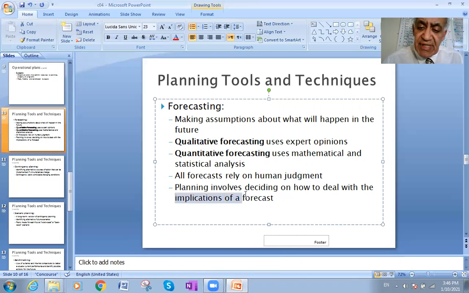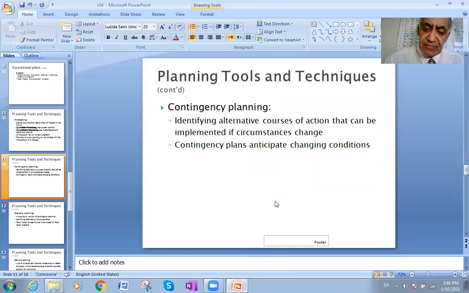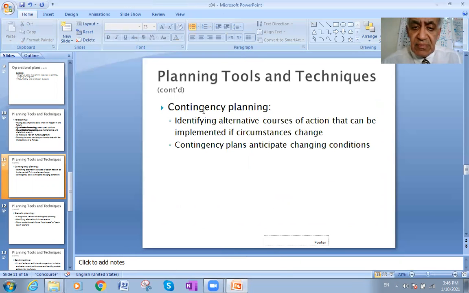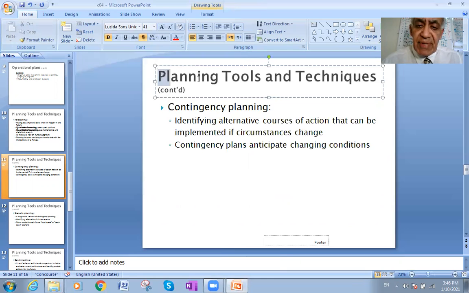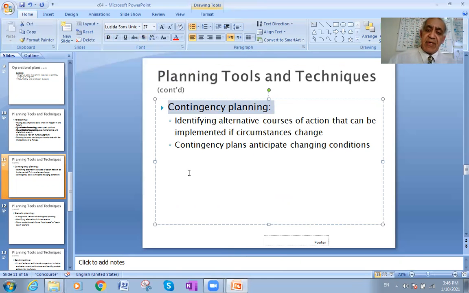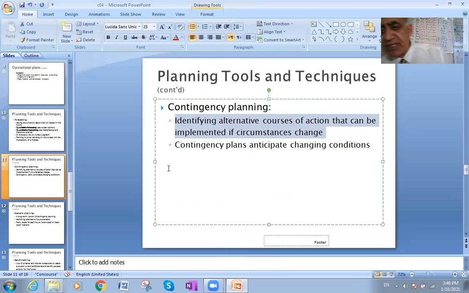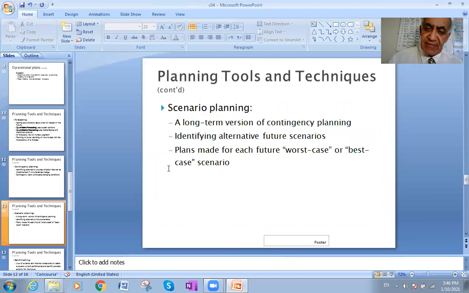Planning involves deciding on how to deal with the implications of the forecast. What are the planning tools? We still continue. Contingency planning: identifying alternative courses of action that can be implemented if circumstances change. If we have changes in the circumstances.